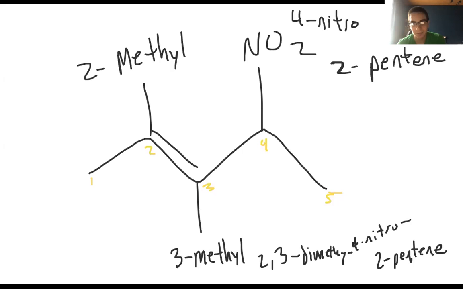And yeah, so we have dimethyl, indicating we have 2 methyl groups. And we identify where each one is, 4-nitro, 2-pentene. So, any questions? A question. Why doesn't it have a cis in there?